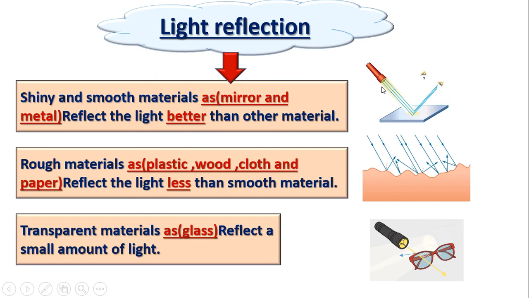So, what is the best material to reflect the light? The shiny and smooth material. The best material to make a light reflection is the shiny and smooth material.